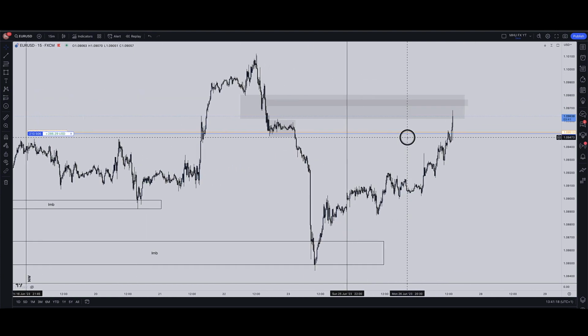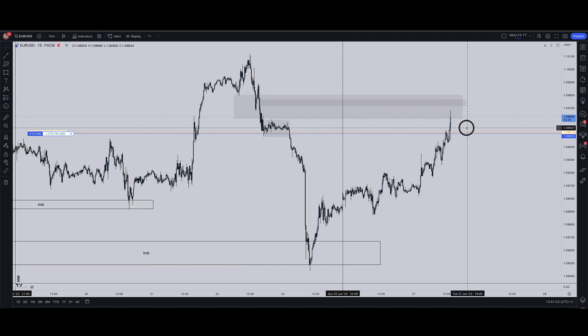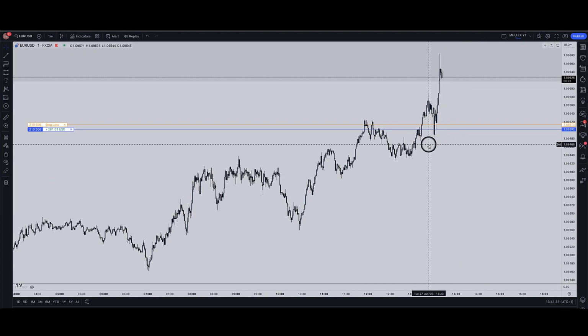But first, I'm going to tackle the more minor agendas. These are the minor agendas, I'll call it. So we just came shy of this imbalance over here. I do believe we should be traded up into here, but we'll see. Let's go to the 1 minute time frame. Let's see what price is doing.